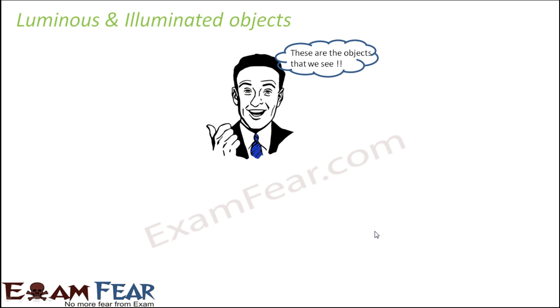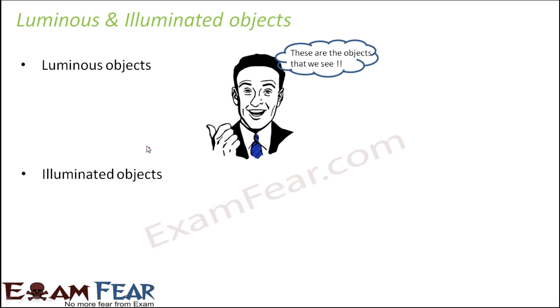Now the question is, the objects which we see around us, are we able to see all the objects that exist on this earth, or are there some specific types of objects which we can see? Basically there are two categories of objects that we are able to see. It is not that we can see everything in presence of light. One is luminous objects and the other one is illuminated objects. These are the two categories of objects which can be seen.